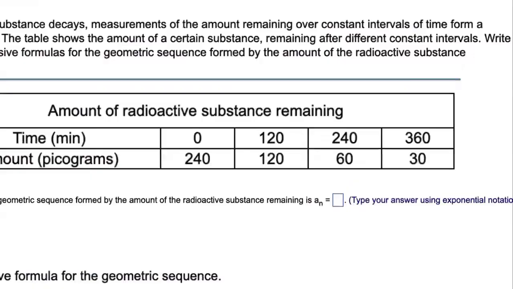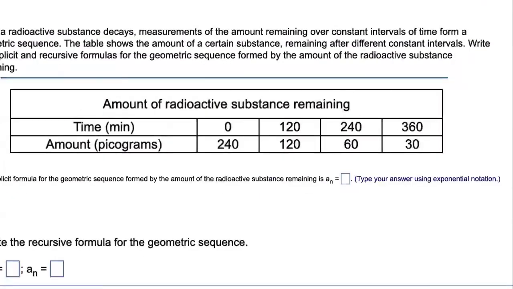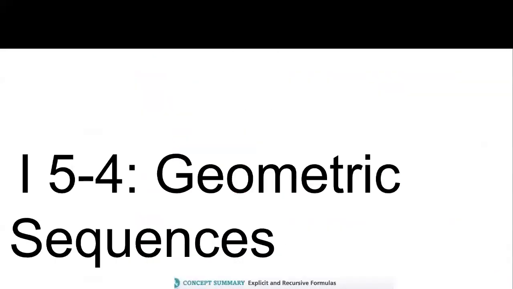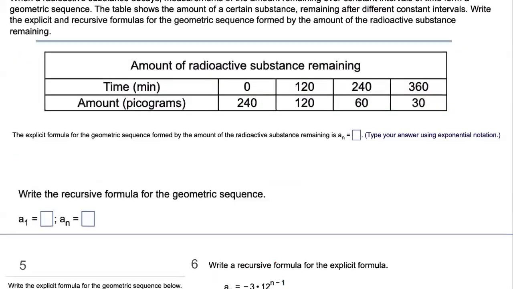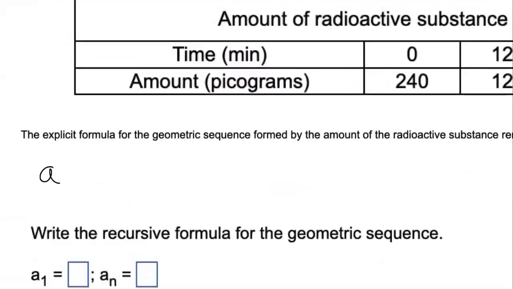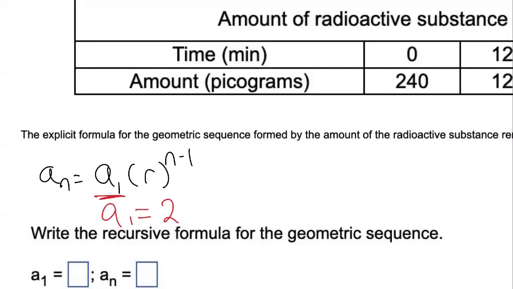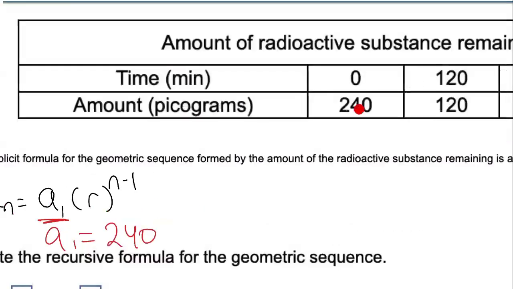Okay, so in this case, to find the geometric sequence, we're going to write it down because it's right here. This is the explicit formula. For the explicit formula, A sub n is equal to A sub 1, the ratio to the power of n minus 1. Now, luckily for us, A sub 1 is already given. It's the first term of our sequence, which is 240. So when we start, we have exactly 240 picograms, and it's not 0.